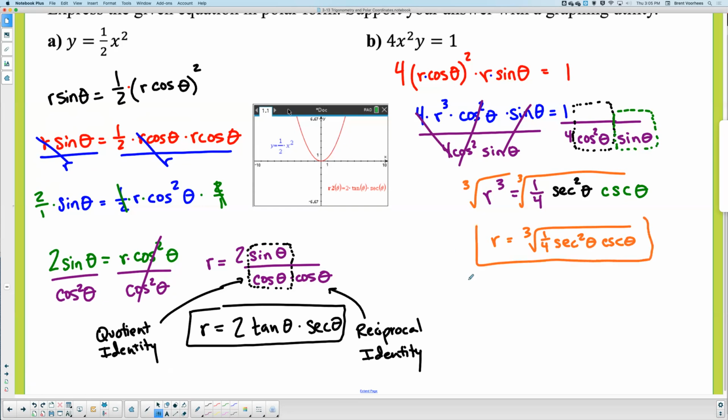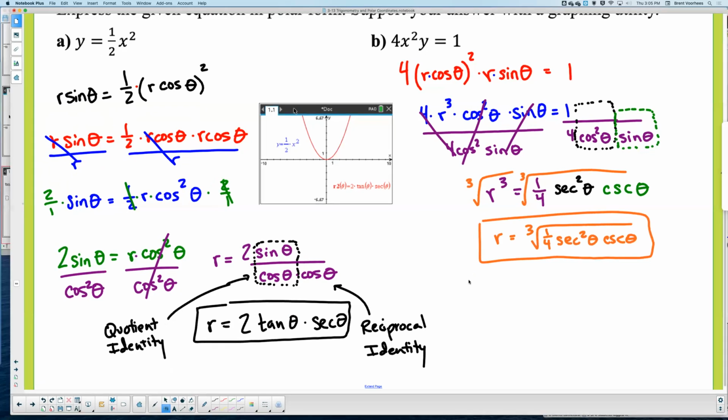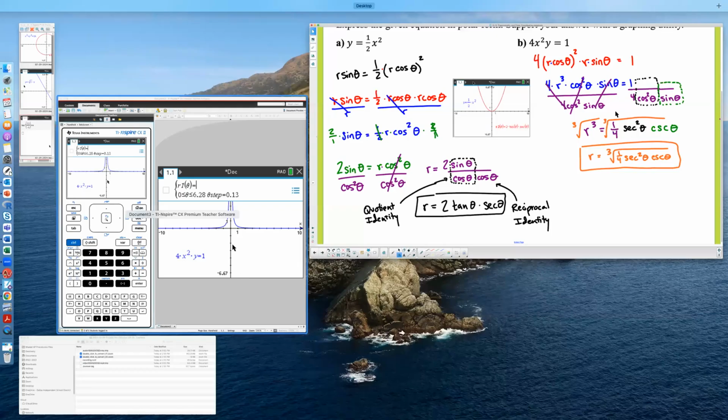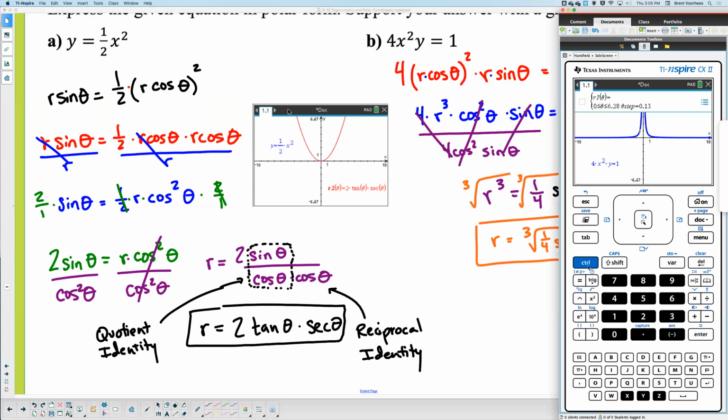Now that is a crazy equation there. Let's check the graph. Here I already graphed the rectangular version. Now I'm going to graph the polar version. It's the third root of 1/4. Let me actually get this right. Control divide. There we go. 1/4. This is a secant. Where's secant? There it is. Secant theta. Whoops.